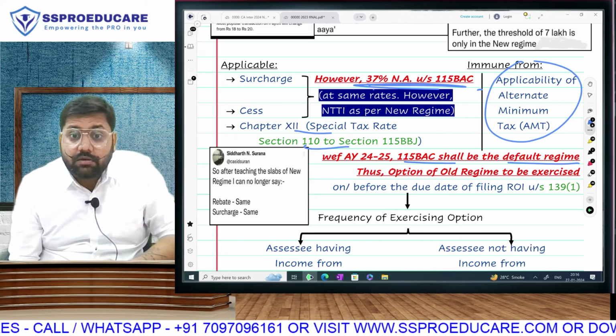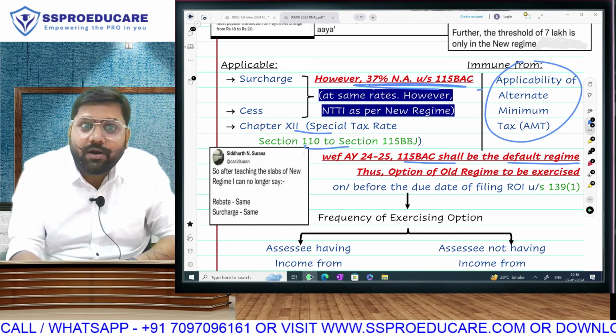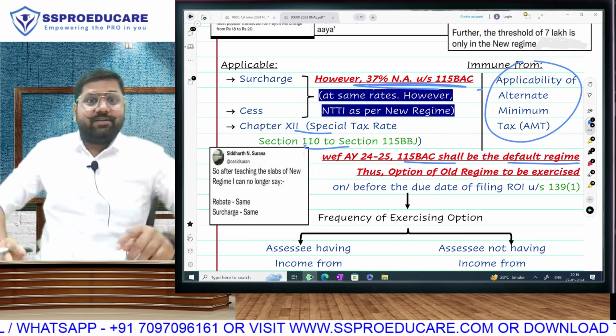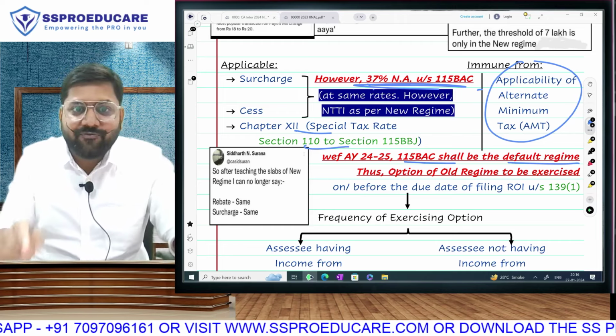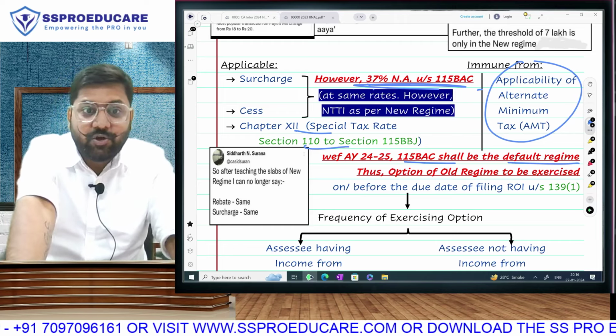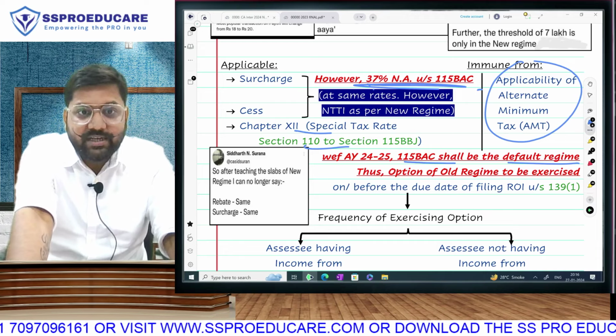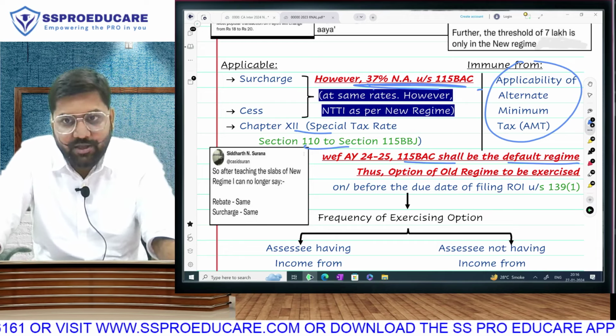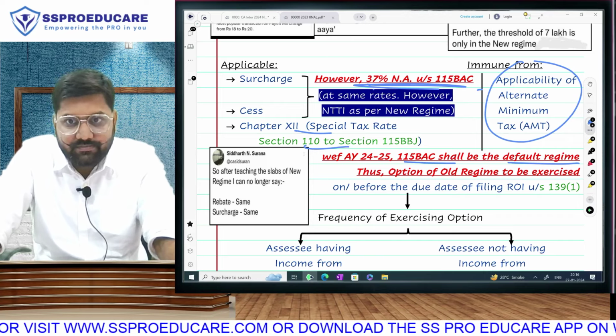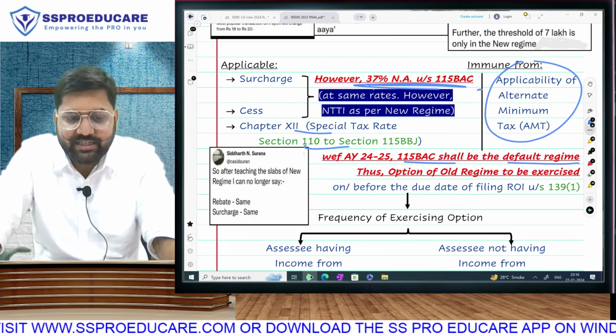That means, if you want the old regime, which we all want, I already made you understand that I will always go in the old regime. If you all want the old regime, then file your return on time and exercise the option of the old regime. If you don't exercise the option of the old regime, then by default we will put you under the new taxation regime. Where will this be tested directly in your exam?